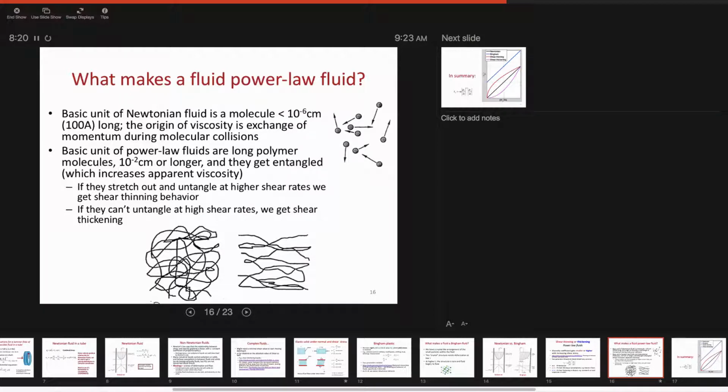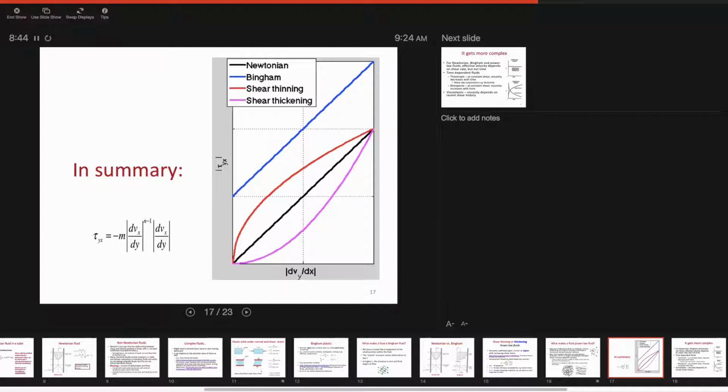Now, again, these long polymer molecules are on the order of 10 to the minus 2 centimeters. That's 4 orders of magnitude larger in one direction, not in all directions. Okay. So they can tangle or untangle at higher shear rates. So that's one type of behavior. When I actually put that down and plot it, using some example values for m and n, my black line is still my Newtonian fluid. I know that Bingham plastic is just simply shifted by this tau 0 here.